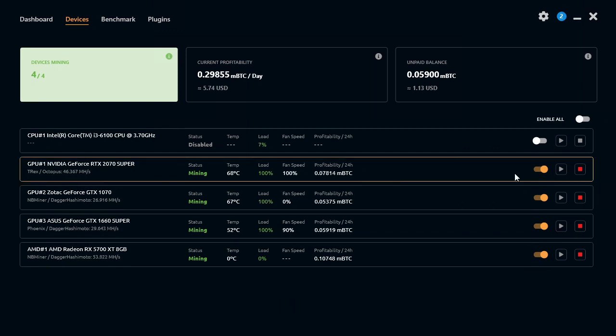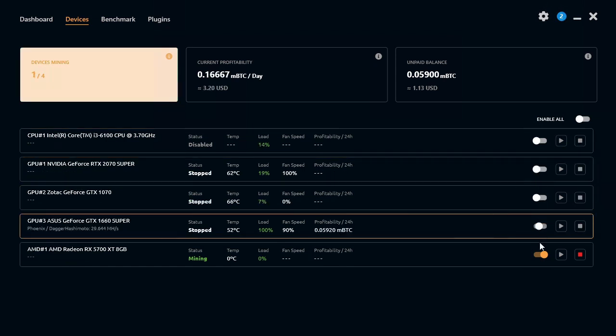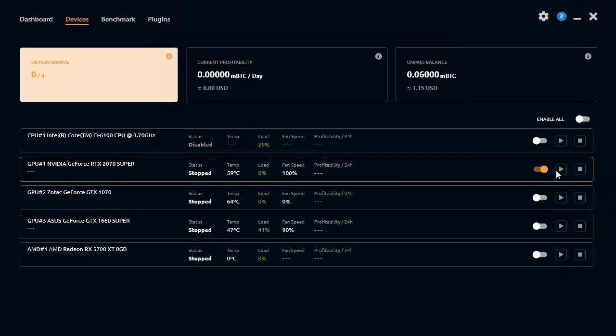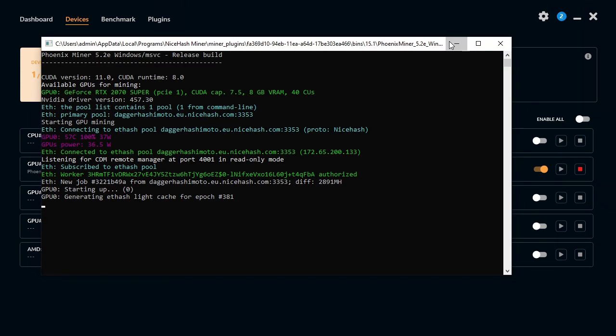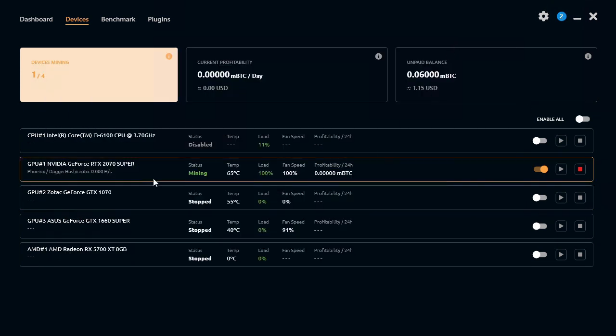Let's take a look at the mining profits per card. Let's switch off everything. Most profitable coin for the RTX 2070 Super is Ethereum. Let's see what this card generates per day. So the RTX 2070 Super generates about $1.72 per day, or 8,945 Satoshis per day.